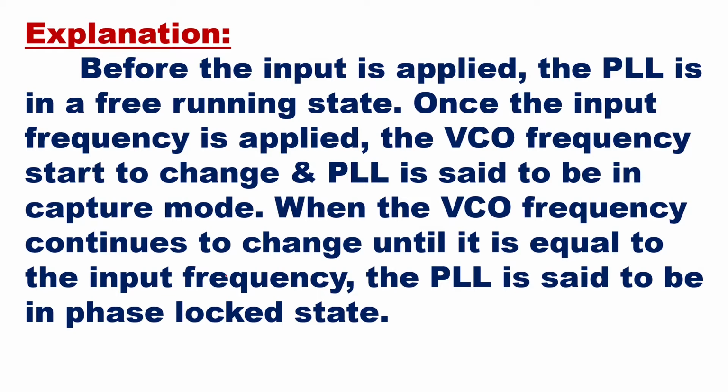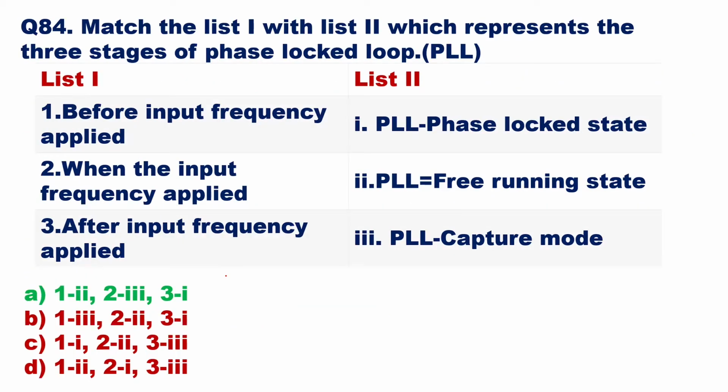Once the input frequency is applied, the VCO, that is voltage control oscillator frequency, starts to change and the PLL is said to be in capture mode. When the voltage control oscillator frequency continues to change until it is equal to the input frequency, the PLL is said to be in phase lock state. So the first one is free running state, second one is the capture mode, and third one is the phase lock state. So here you can see that option one, that is option A, a combination shown in the option A of list one and list two is the right answer as we have told earlier.